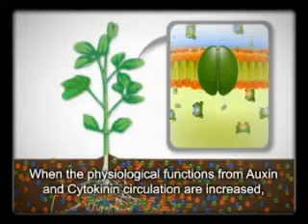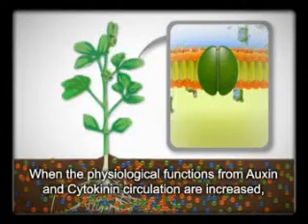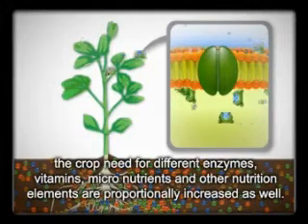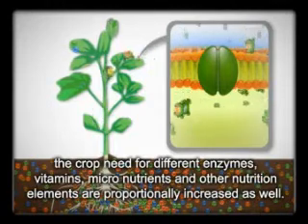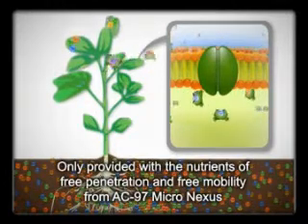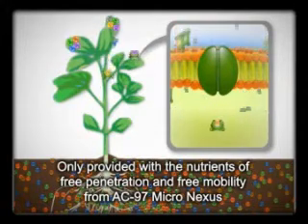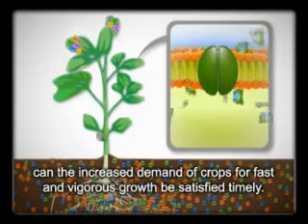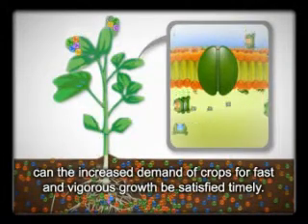When the physiological functions from auxin and cytokinin circulation are increased, the crop need for different enzymes, vitamins, micronutrients, and other nutrition elements are proportionally increased as well. Only provided with the nutrients of free penetration and free mobility from AC97 Micronexus can the increased demand of the crops for fast and vigorous growth be satisfied timely.